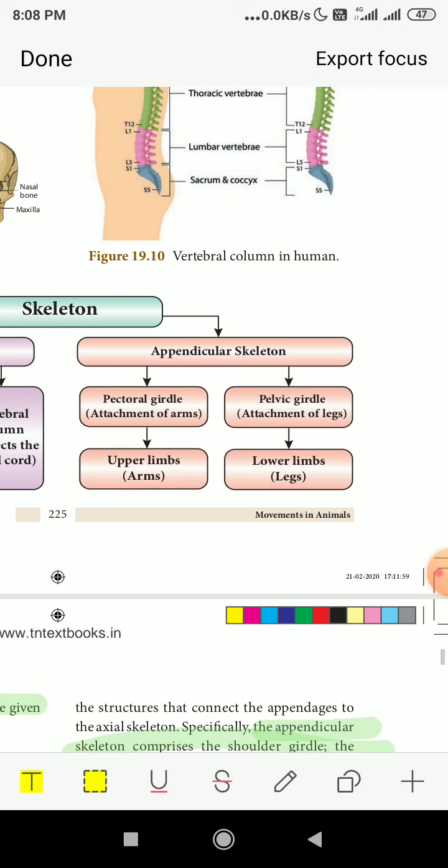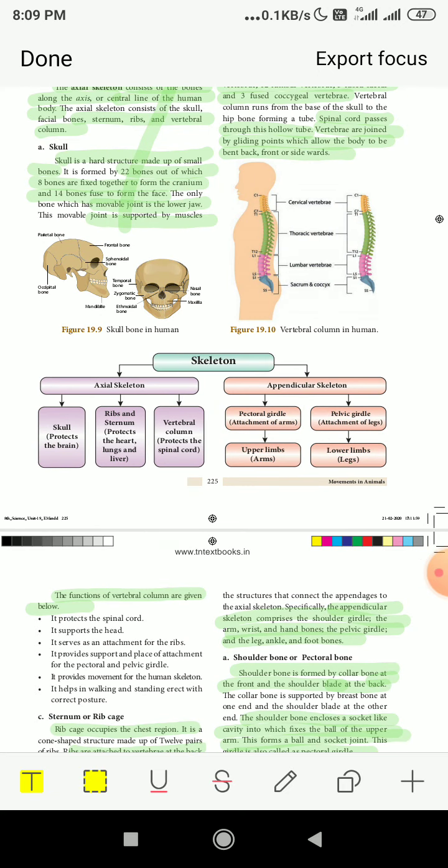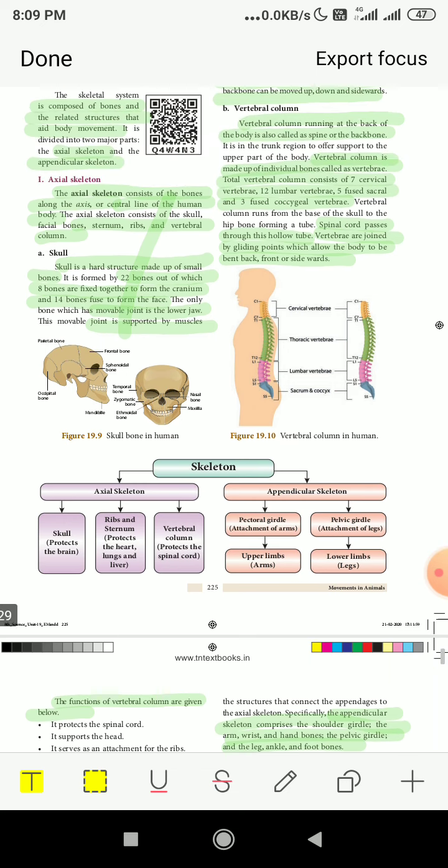The appendicular skeleton is divided into the pectoral girdle and the pelvic girdle. The pectoral girdle forms the upper limbs, that is our arms or our hands. The pelvic girdle forms the lower limbs, the legs. So the skeleton is divided into the axial skeleton and the appendicular skeleton. Under the axial skeleton we have the skull, ribs and sternum and the vertebral column. The appendicular skeleton again has pectoral and pelvic parts. Pectoral forms the hands and pelvic forms the legs.